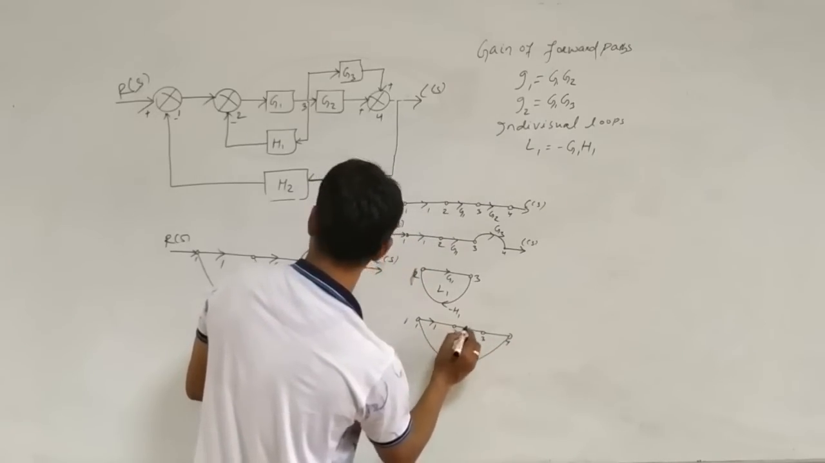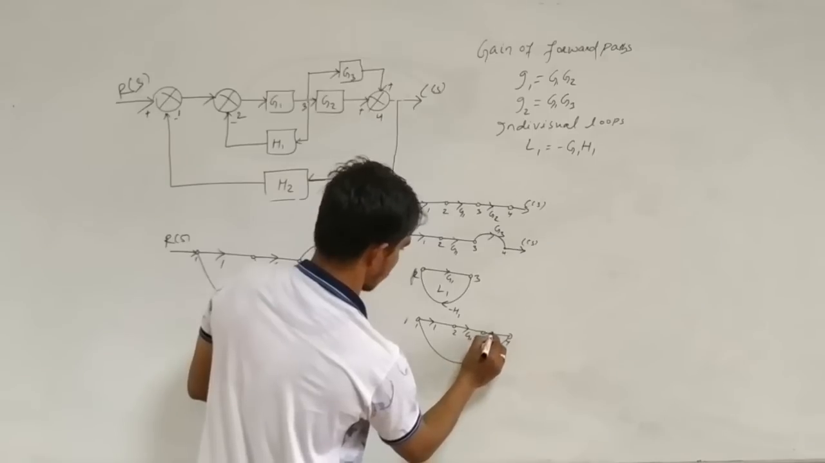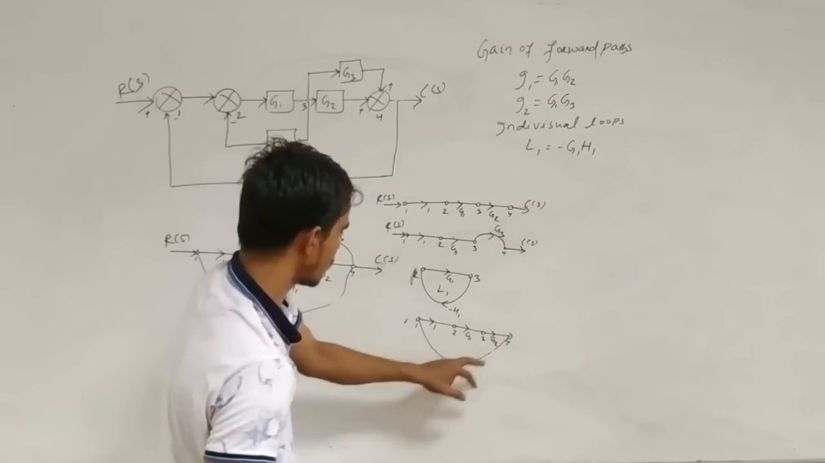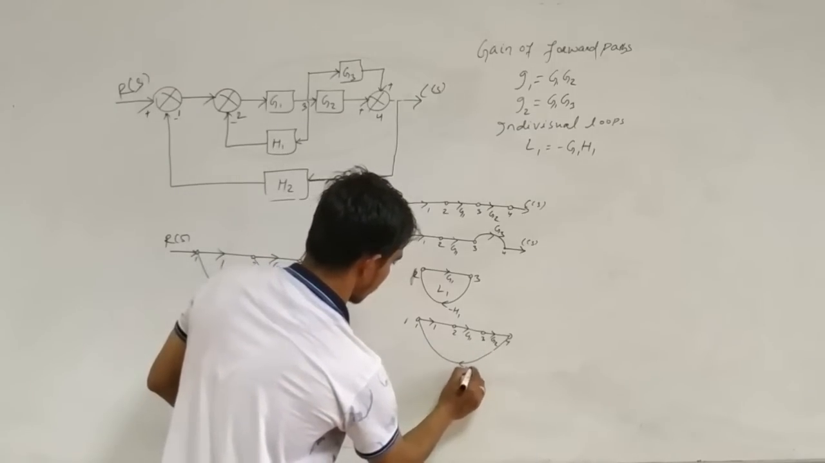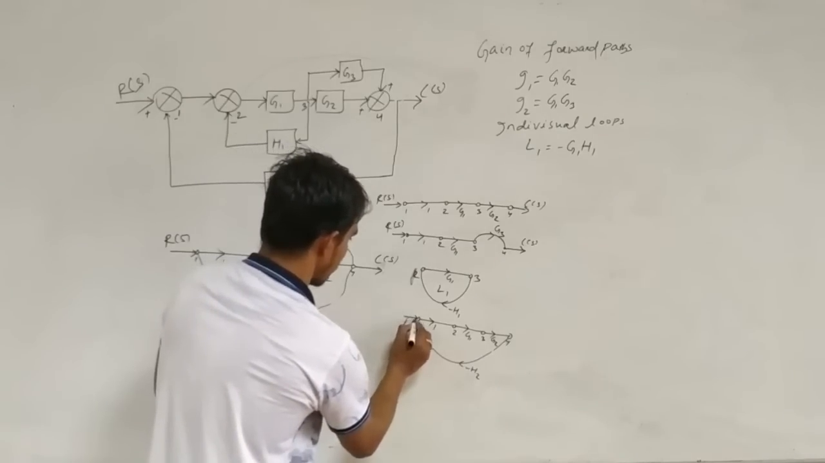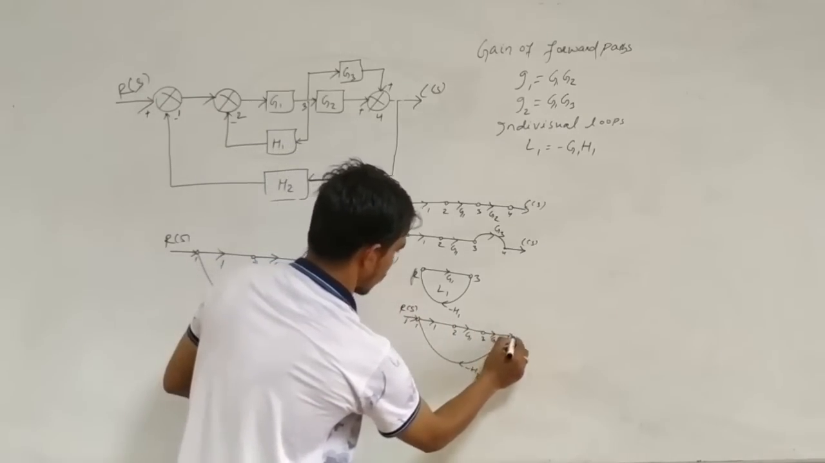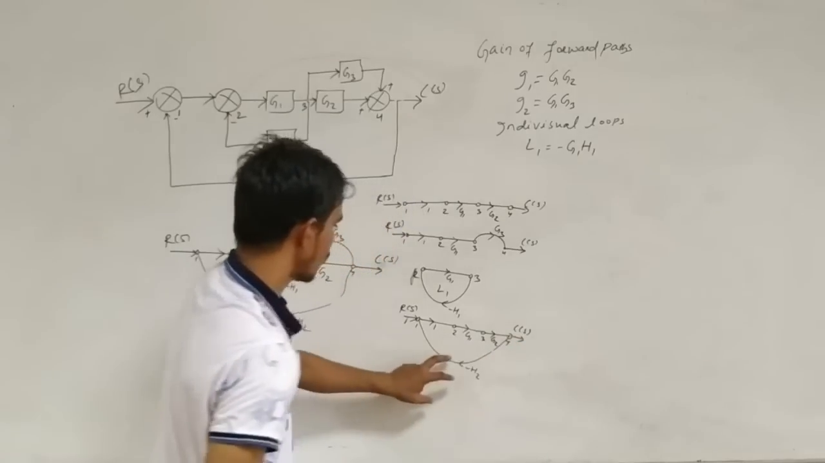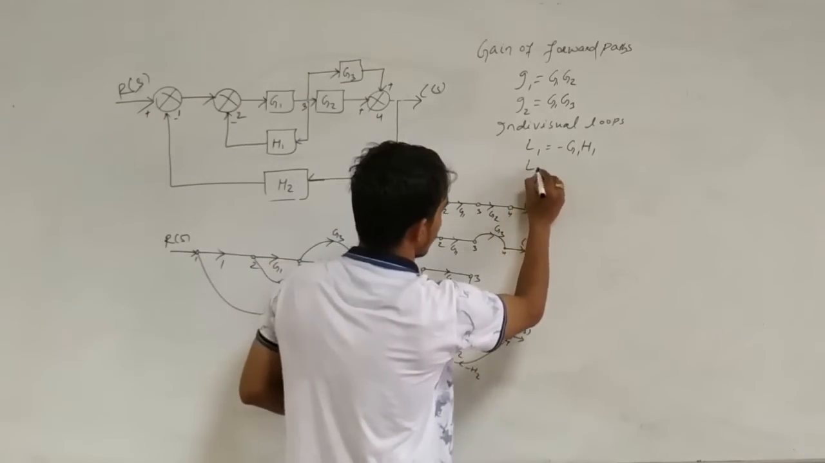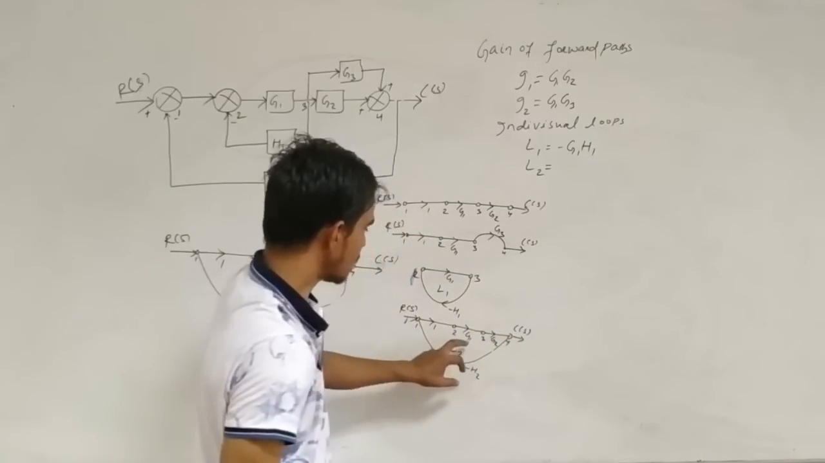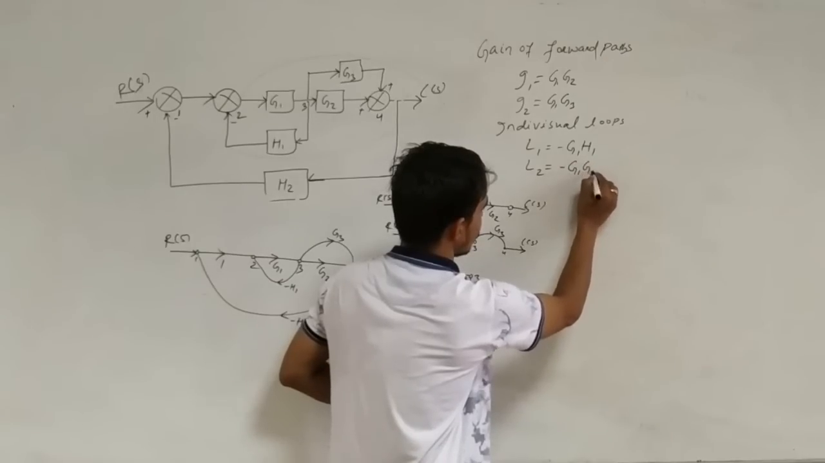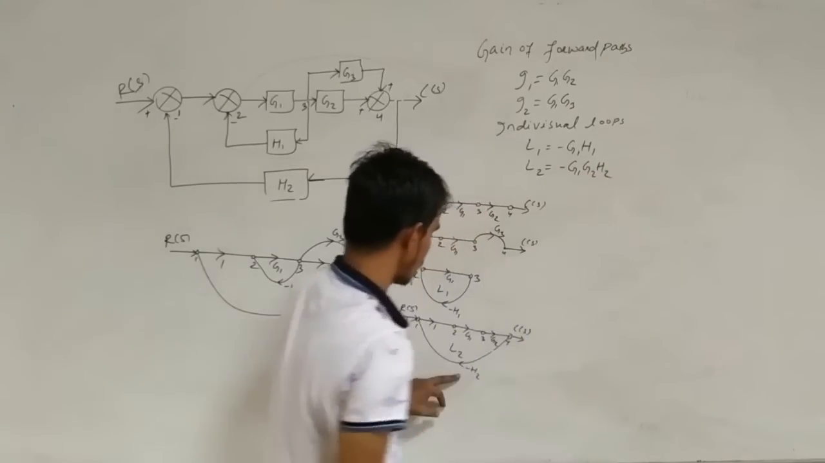Suppose say this is G1, this is G2, and this is minus S2. So this can be a loop. Suppose say this is L2. So loop gain, second loop, G1 into G2 minus S2, that is minus G1 into G2 into S2.